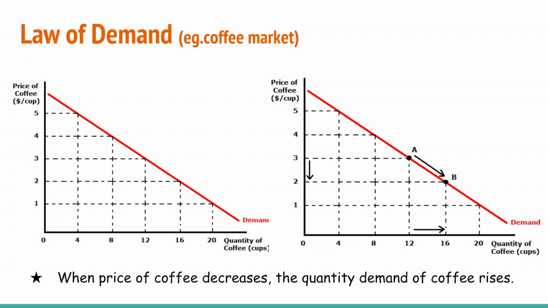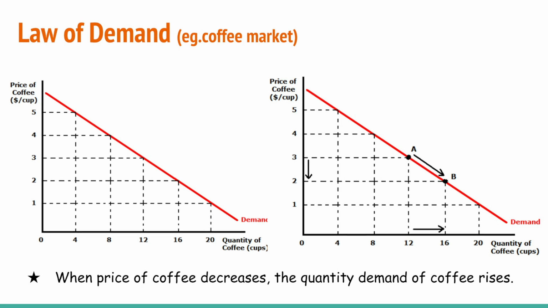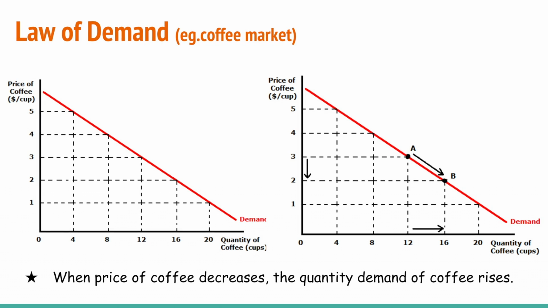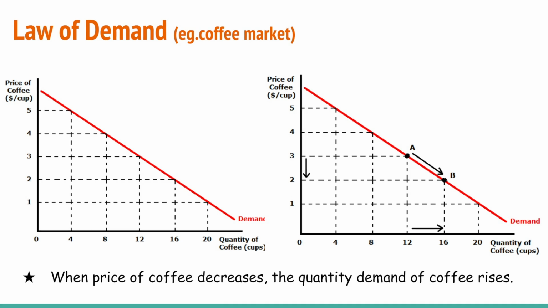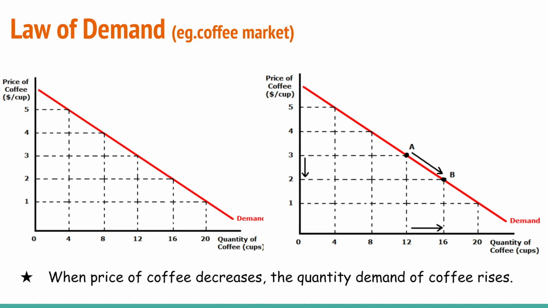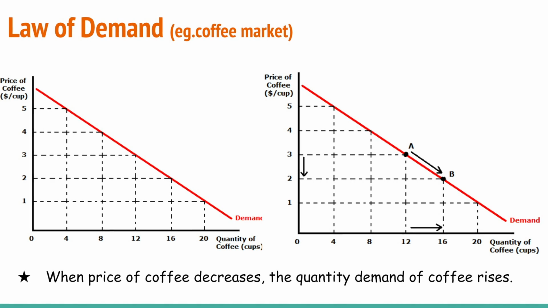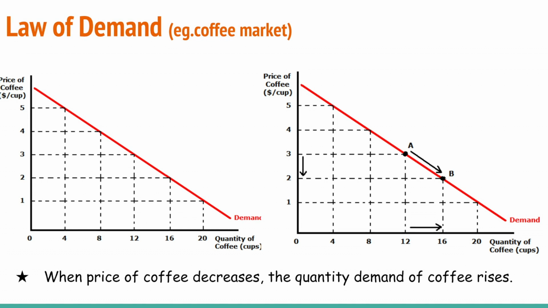Here are 2 figures that can help you understand what is happening in the coffee shop. When the price of coffee is $3 per cup, 12 cups of coffee will be consumed, which is point A on the demand curve. But when the price decreases from $3 to $2, the quantity of coffee consumed will increase to 16 cups, which is point B on the demand curve, a movement along the demand curve. Here we can guess that when the price of coffee decreases, the quantity demanded of coffee rises.